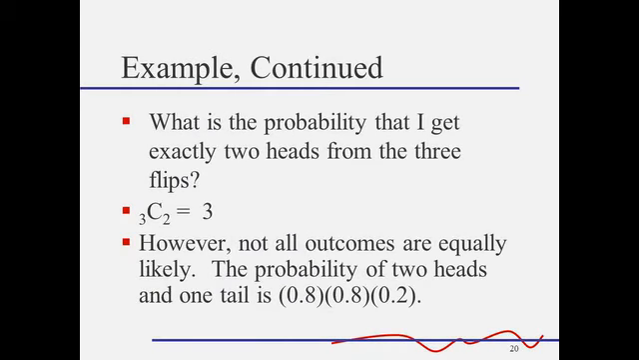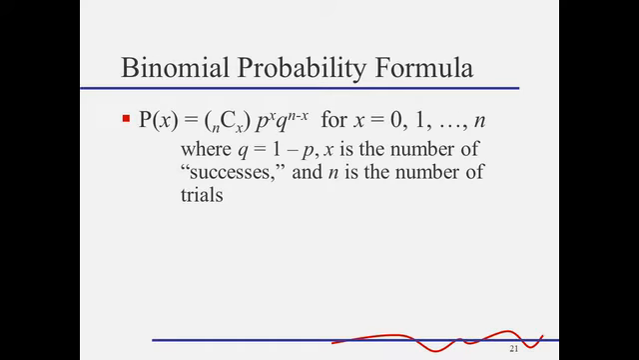What is the probability of exactly 2 heads? Again, I can find the number of ways that can happen by using the combination of 3 things choosing 2. But now that all the outcomes aren't equally likely, we need to find the probability of 2 heads and 1 tail, and that's the multiplication rule. So we use that to multiply 0.8 times 0.8 times 0.2. This leads me into our general formula for the binomial distribution.